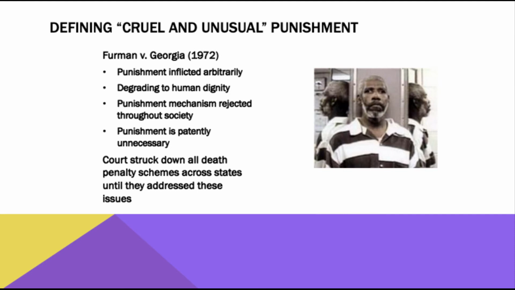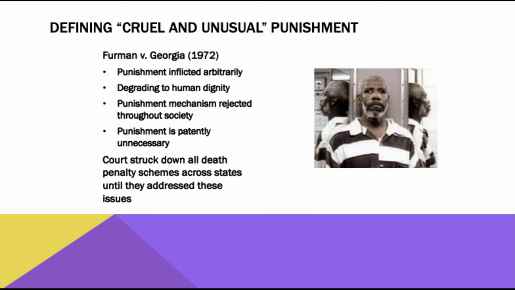This led the Supreme Court to define the conditions by which cruel and unusual punishment occurs. So most obviously, one, a punishment is cruel and unusual when the punishment is carried out arbitrarily, and in the case of Furman v. Georgia, the color of one's skin cannot be the determining factor of capital punishment, because it is in fact arbitrary. Second, punishment is cruel and unusual when it is degrading to human dignity or excessive physical suffering.